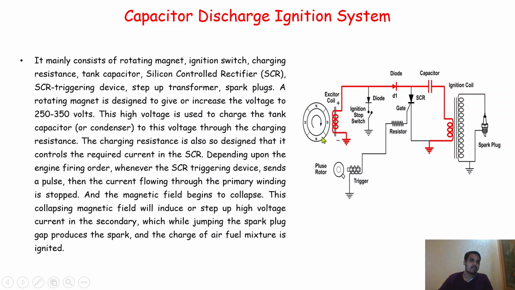Because of the magnet rotating, the magnetic field will be generated and the voltage will be induced, and the voltage will reach up to 250 to 350 volts. Then, because of that high voltage, it will be supplied through the diode, and as I told you earlier, the diode is a one-way connection, and because of this the capacitor will get charged.